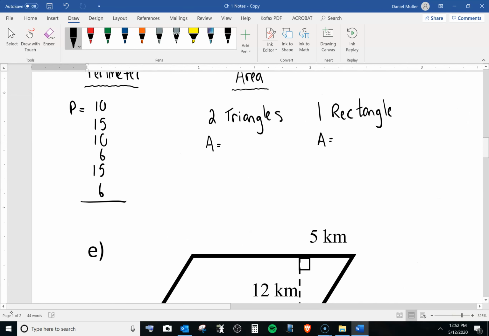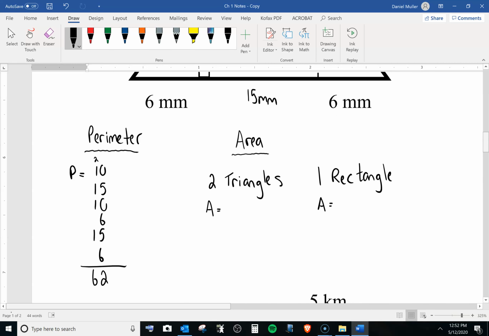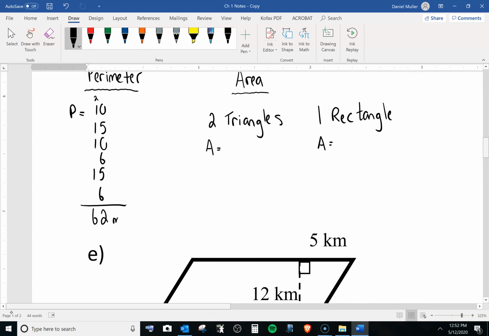I can add them all up. 5, 10, 15, 22. Carry the 2. 1, 2, 3, 4, 5, 6. So 62. And I do millimeters. So 62 millimeters. That's what happens when we add them all together.